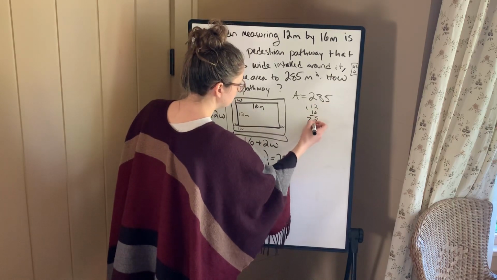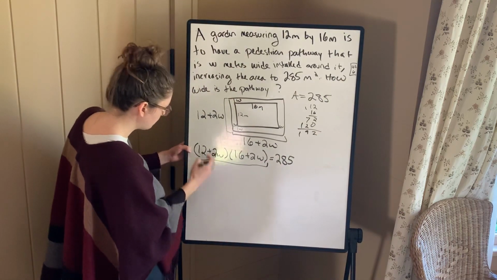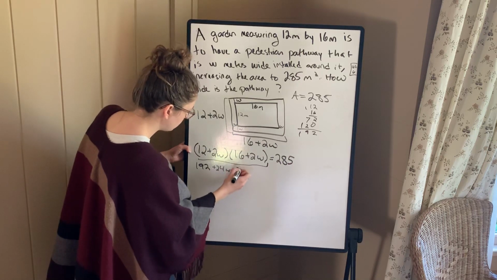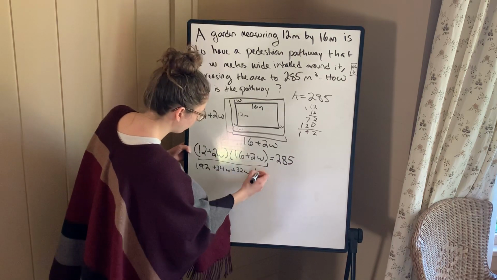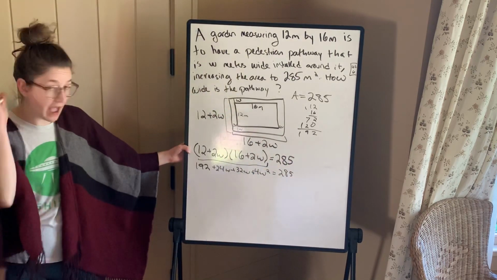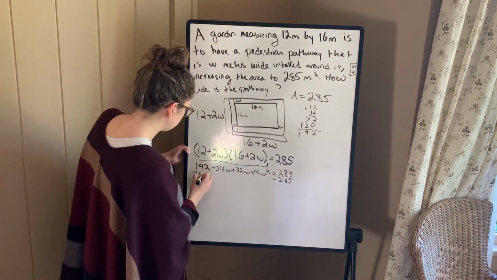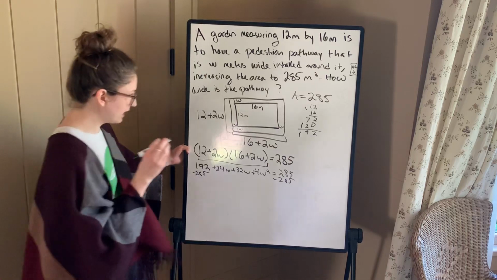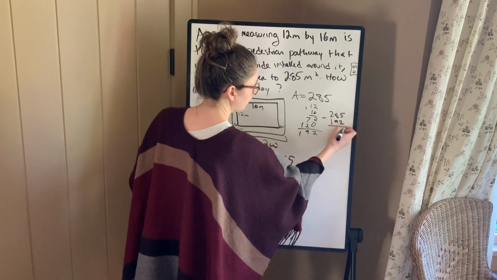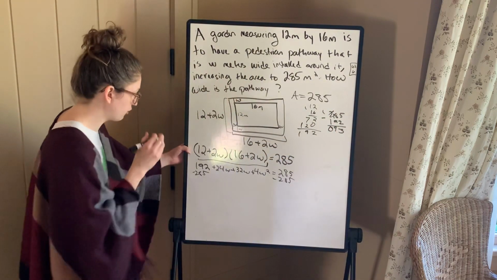It is 192, great. So 192 plus 24W plus 32W plus 4W squared equals 285. Now we can subtract 285 from both sides. Minus 285, minus 285. This is going to get us something negative, so I'm going to do 285 minus 192. And I know that my answer is going to be negative, so it's going to be a negative 93.